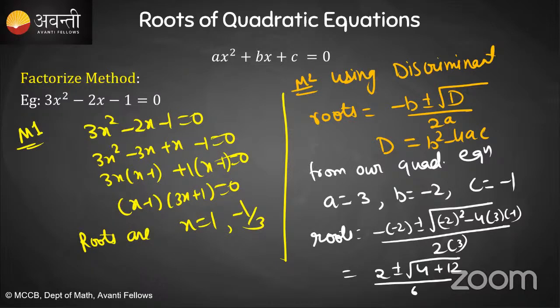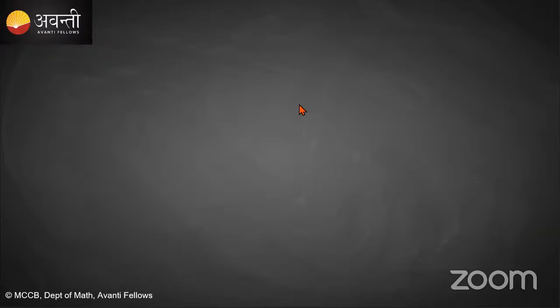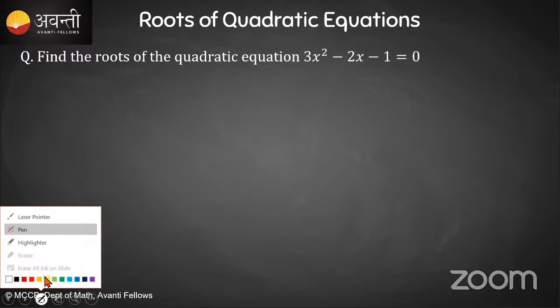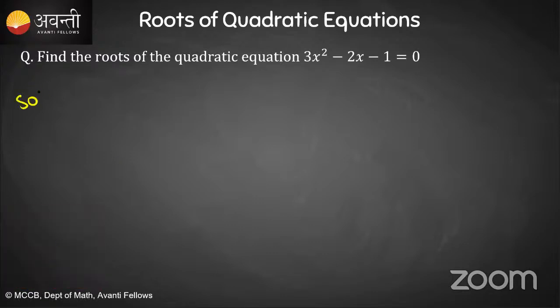Either by using the discriminant, or if factorization is possible then use factorization always. Okay, is this clear? So how to find the roots of the quadratic equation is clear, right? Okay, so let's do one more question on finding roots. This is the very last question for today's lecture. You have to find the root of this equation 3x square minus 2x minus 1 is equal to 0.